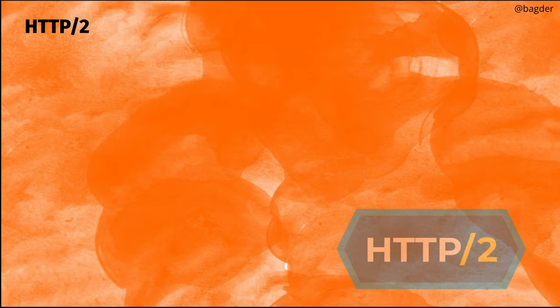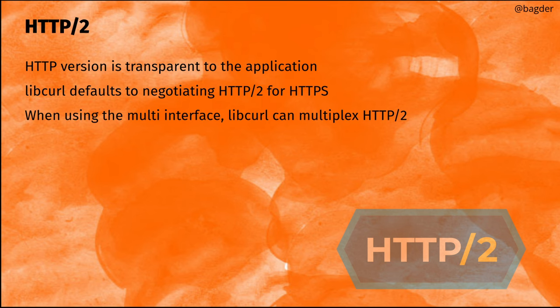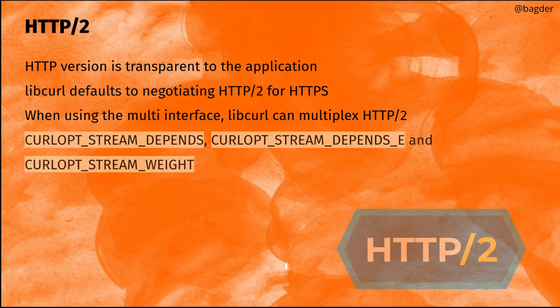So I talked about HTTP versions before, and how you can set different HTTP versions. I just wanted to come back a little bit to HTTP 2, because this is one of the ways to do multiplex transfers, right? HTTP2 should be transparent to the application. You get and send data the same way, and libcurl will default to HTTP2 over HTTPS, unless you change it. That's the default. And if you do that with the multi interface, libcurl will multiplex, or can multiplex if the conditions apply, right?